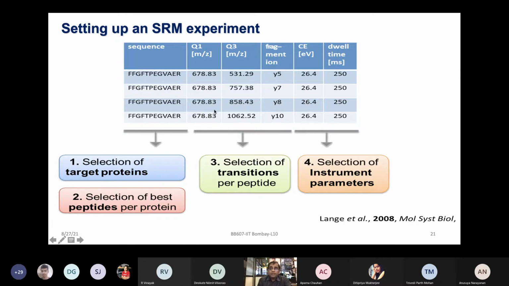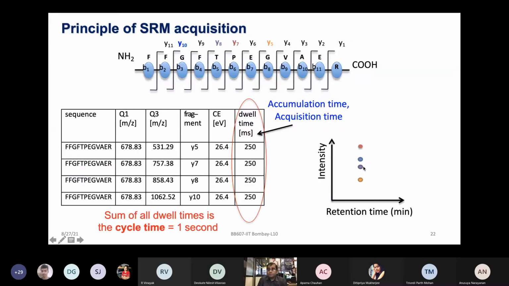Then what you are looking at, in the Q1 and Q3: in the Q1, the m/z value will be the same, but after fragmentation, the product ions will have different m/z, and you are looking at different Y ions. What can be the best collision energy for optimizing the fragmentation of this peptide? So you want to select the transitions, and you want to select the instrument parameters.